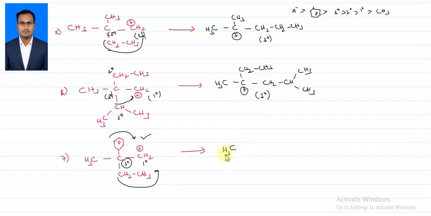So now CH3-C positive-CH2, here CH2CH3-phenyl group. Like this we have to rearrange according to carbocation stability, right?